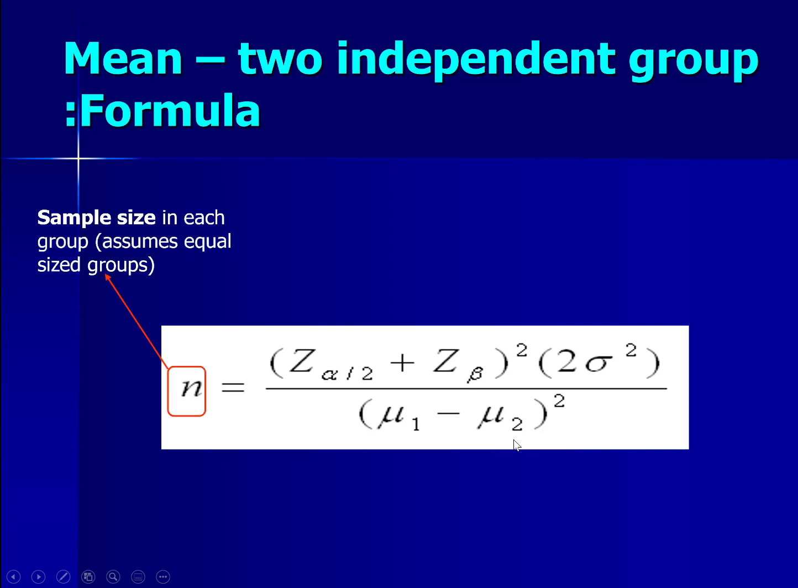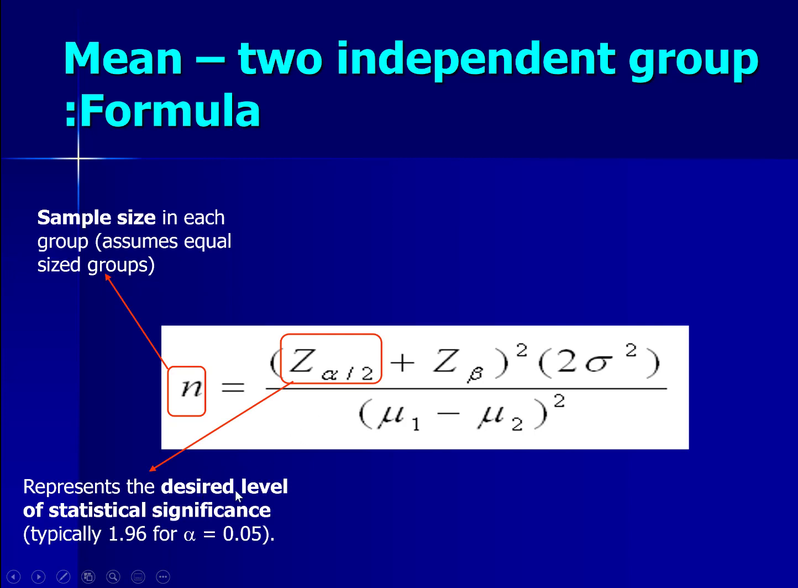So let's see this formula. This is the sample size. You need to know whether it is the whole sample size that you will divide by 2, or this is the sample size for each group. There are some assumptions about what you will use. Here we assume equal size of groups.